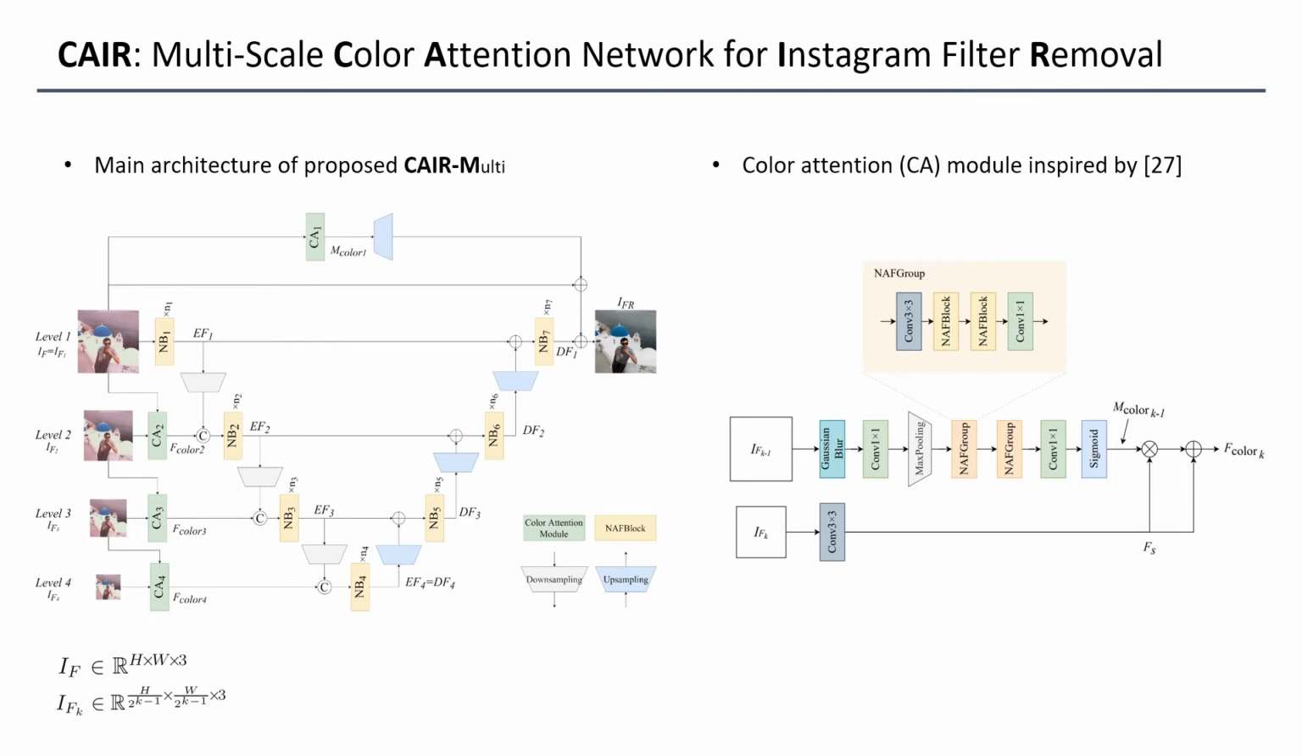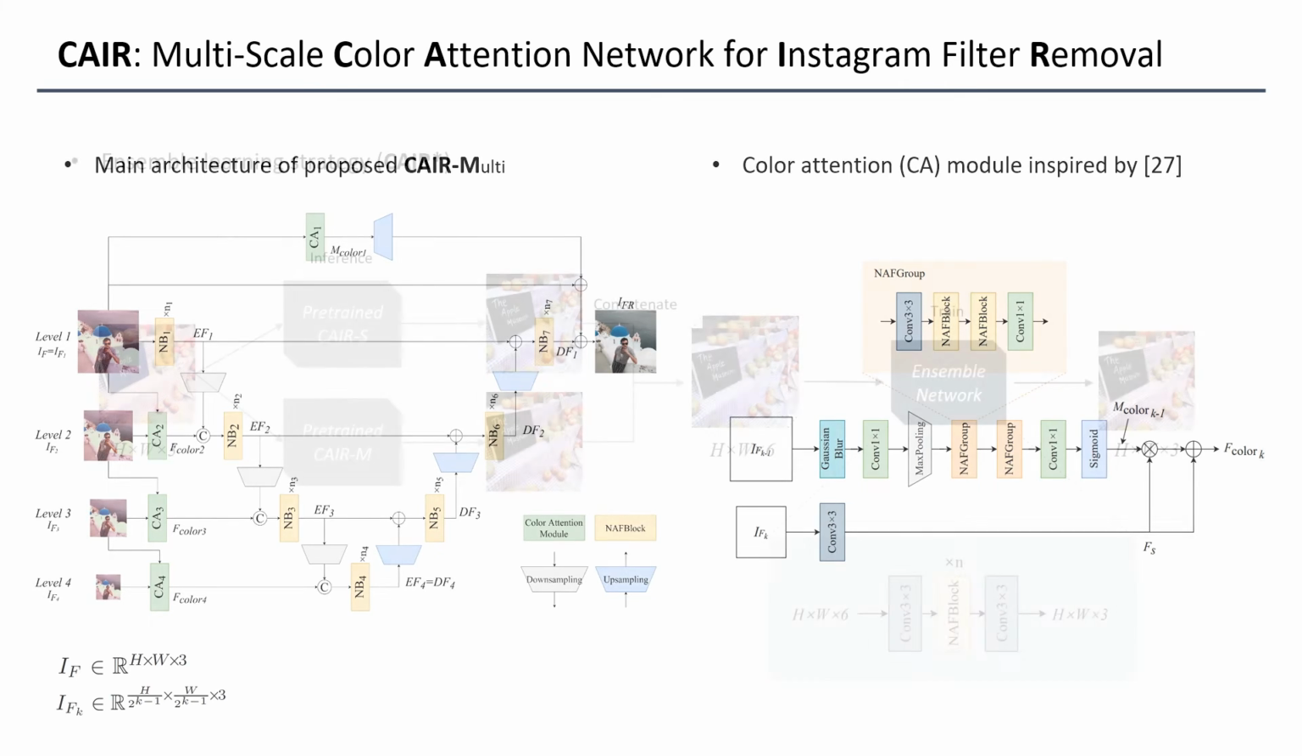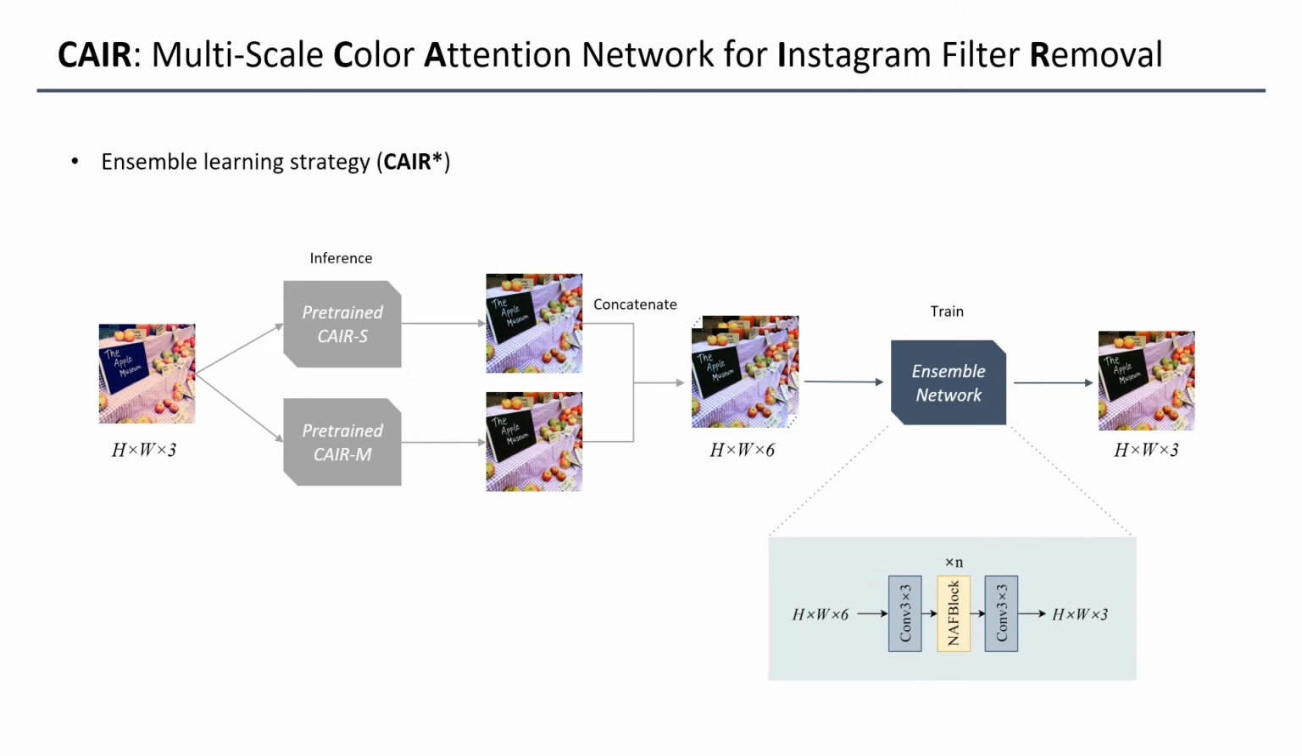It consists of a Gaussian blur with a standard deviation of 12. This strong blurring operation ensures that only the color information can be extracted from the input image I_F^(k-1). The structure, content, and fine texture come from the lower level image I_F^k, and some other convolution layers are used to get rich information. To improve performance, we use an ensemble learning strategy. The ensemble network learns to combine the two results from CAIR-S and CAIR-M. This result is denoted as CAIR asterisk.